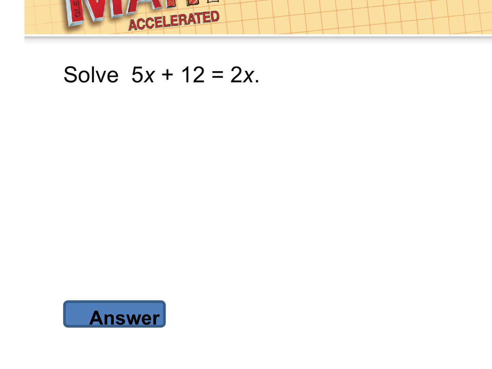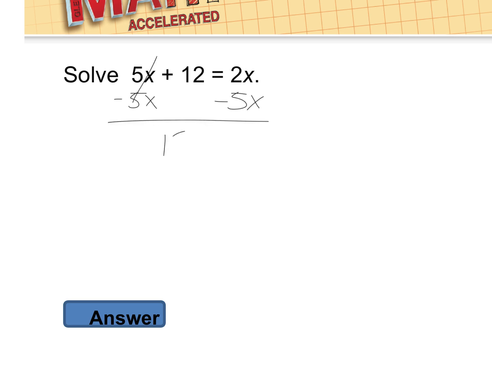Why do I want to move the 5x and not the 2x? Because it's on the same side as the other number. We don't want them on the same side. We want to get them away from each other. So how do I move that 5x? Subtract 5x.